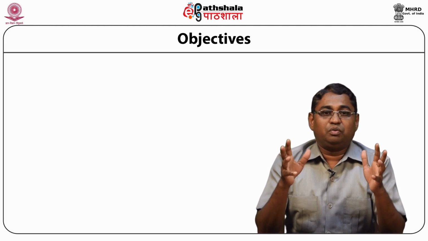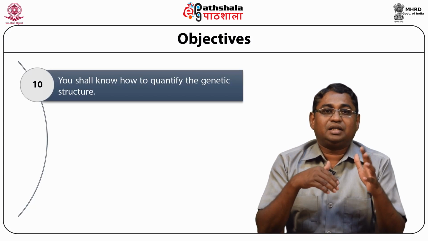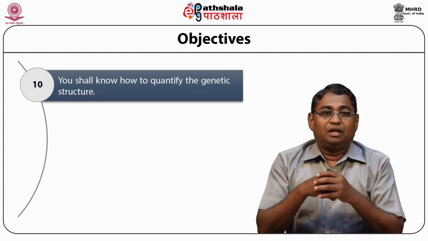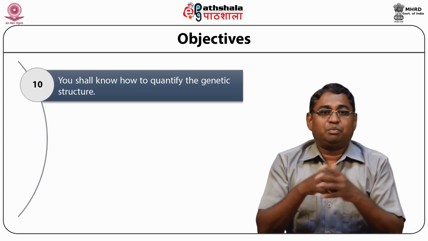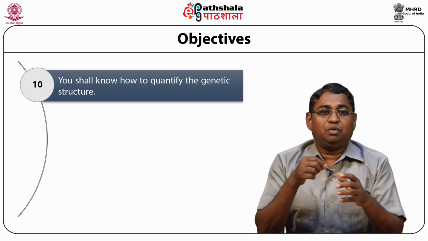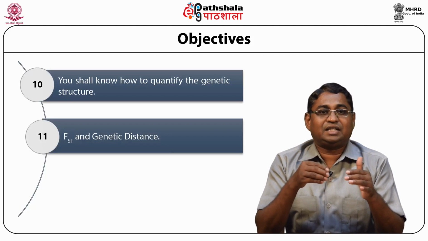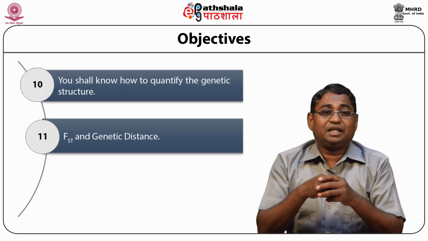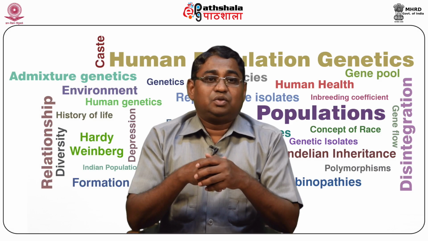After reading this module, you shall know how to quantify the genetic structure, and these are the two parameters by which you will quantify the genetic structure. One is fixation index and genetic distance, and second is model based clustering algorithms. So let us start.